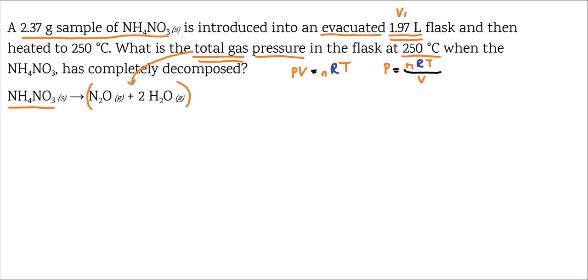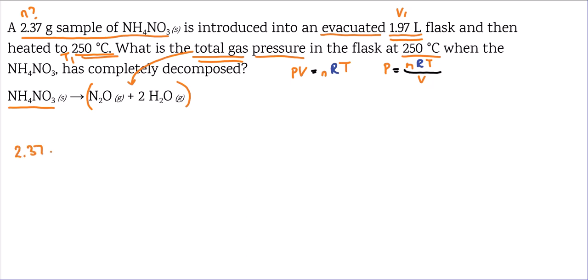R will be customized. I'm not a big fan of memorizing R. The N value will come from our original sample, somehow, some way, using stoichiometry. Our temperature is going to be the 250 degrees Celsius, which will need to be converted to Kelvin. The flask will give us our volume.